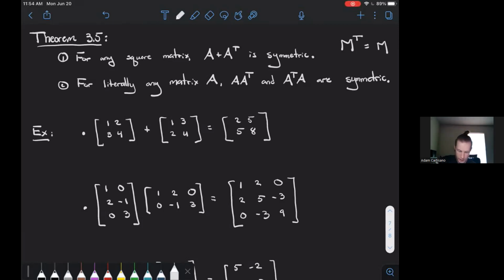Let's look at that. Here I have the matrix 1, 2, 3, 4. Its transpose is 1, 3, 2, 4, right? Flip it across the diagonal. And it has to be a square matrix. If you flip it across the diagonal and then add them together, you end up with a matrix which is symmetric. Notice if I flip this one across the main diagonal, the 2 and the 8 stay put and the 5s switch. But switching 5 with 5 doesn't change the matrix, right? And so this is symmetric.